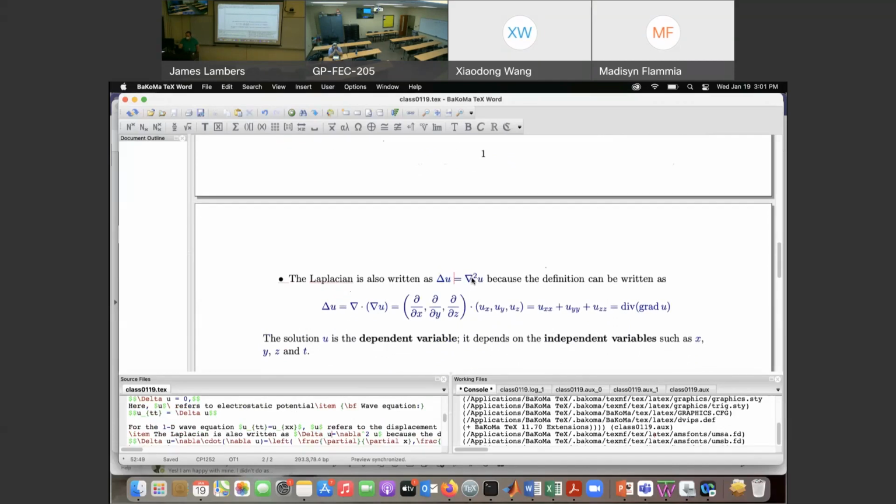Now, gradient squared by itself doesn't actually make sense. But the reason why it's written this way is that the Laplacian can be defined as the divergence of the gradient of U. Now, divergence is a concept that would come up in multivariable calculus, where if you take the gradient of U, that is a vector of first partial derivatives of U with respect to all your variables, so x, y, z.